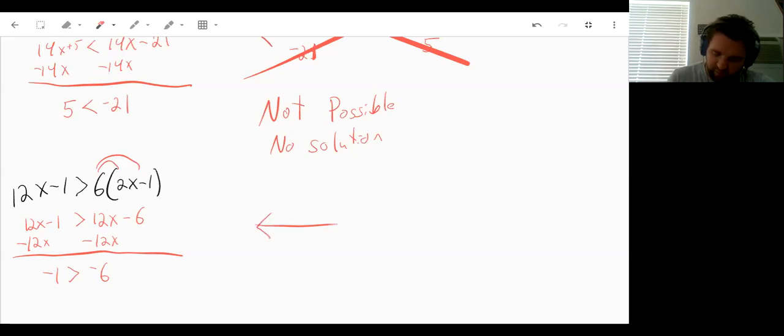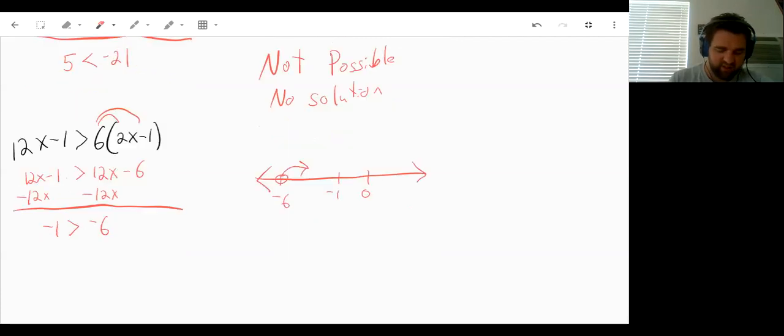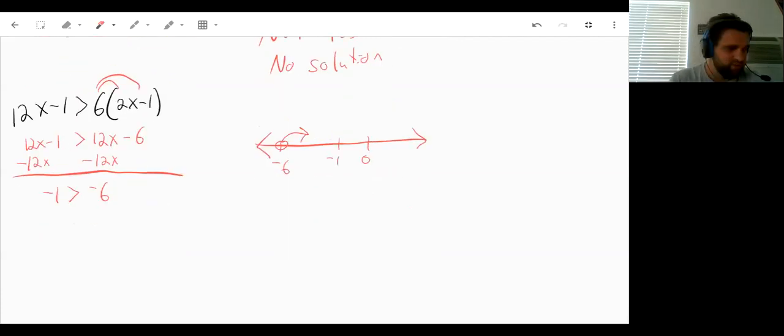Well, now think about your number line. So you've got 0, negative 1, negative 6. Is negative 1 greater than negative 6? Well, yeah, the numbers greater than negative 6 are to the right. So negative 1 is greater than negative 6. So this is always possible. So your solution in this case would be all real numbers, because no matter what value of x you put in, this will work.